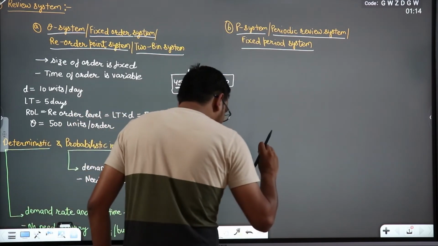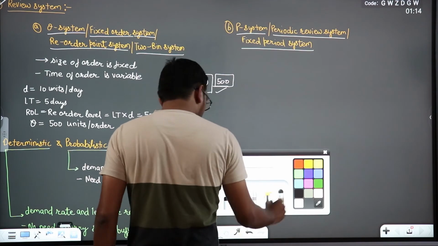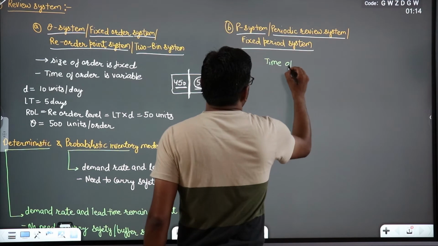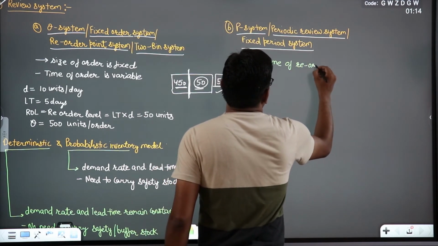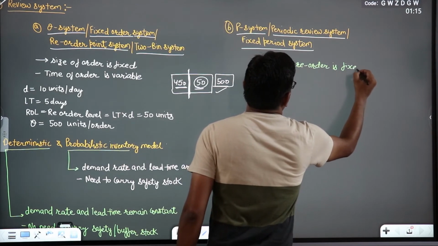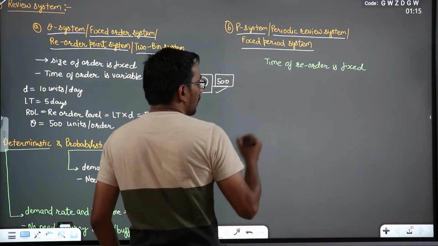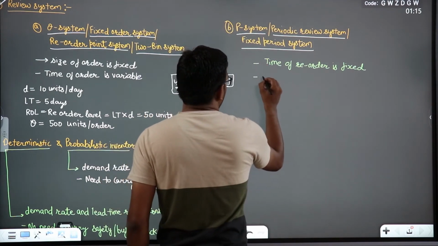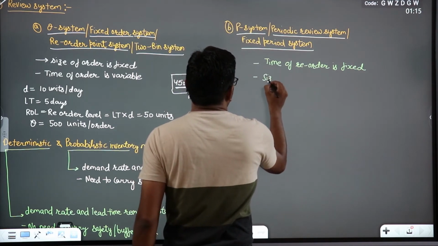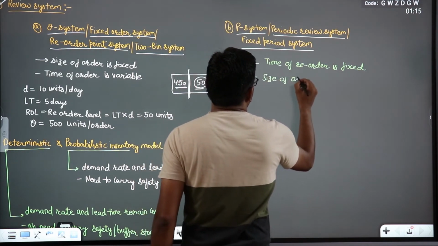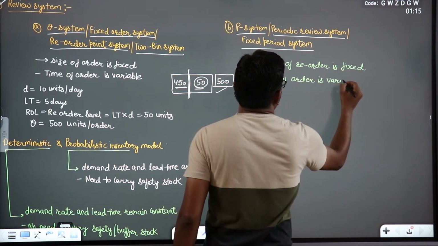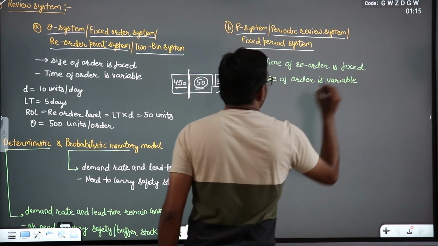So in this case the time of reorder is fixed, that on the 20th of every month you place an order. But in this case the size of order is variable, right?